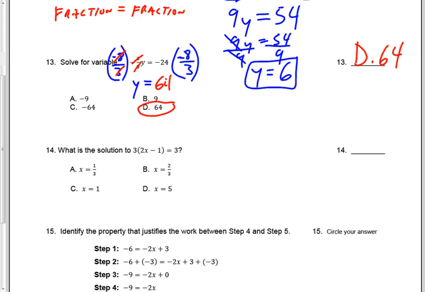What went wrong in 14? Did you not distribute? 6x minus 3 equals 3. Check and see. This was usually what went wrong. People did not multiply both parts.